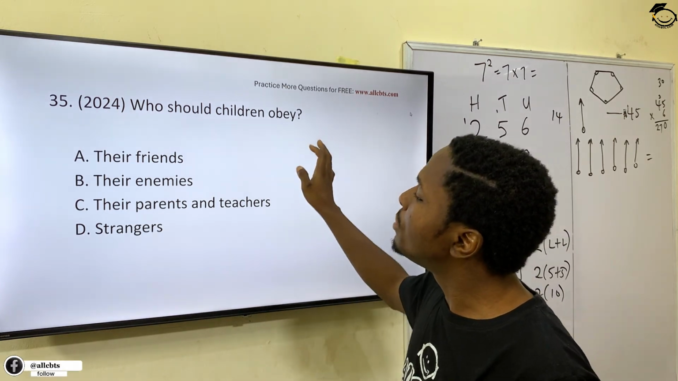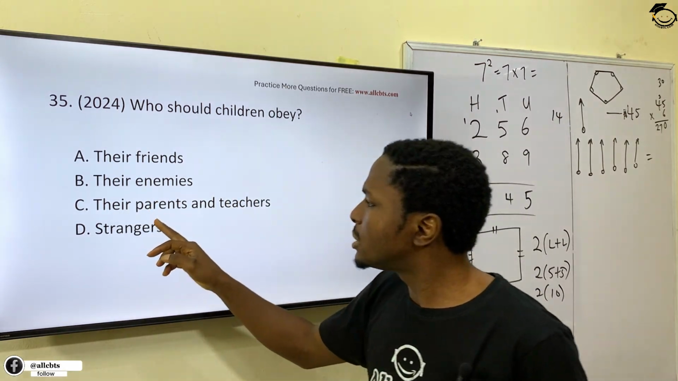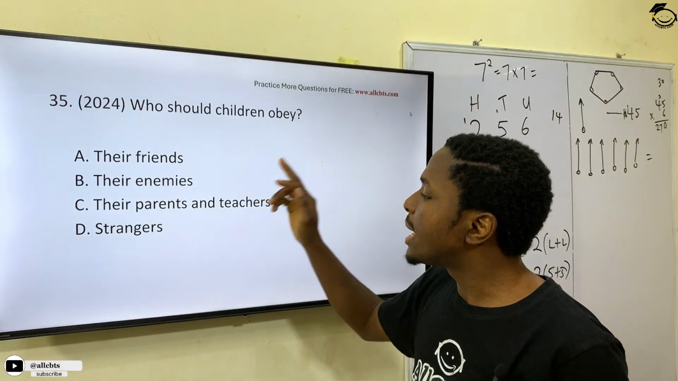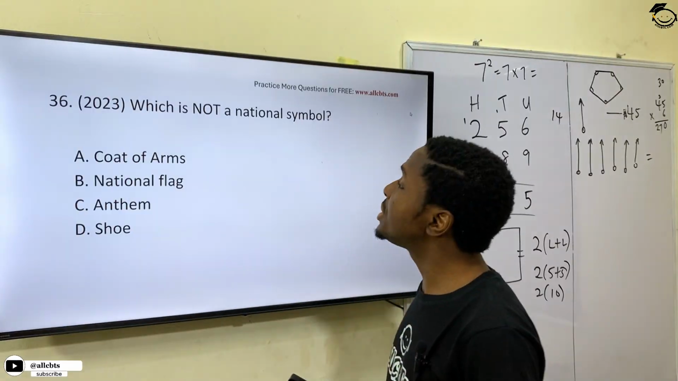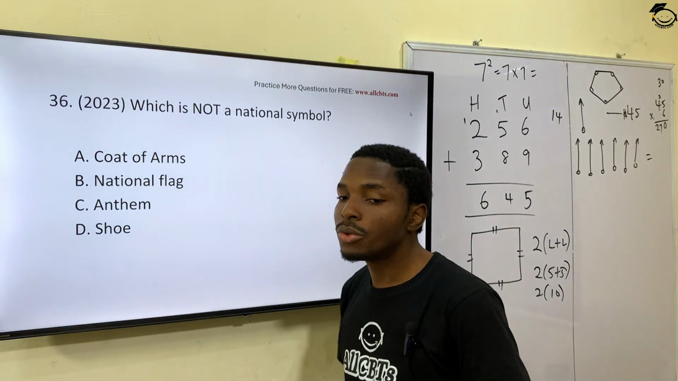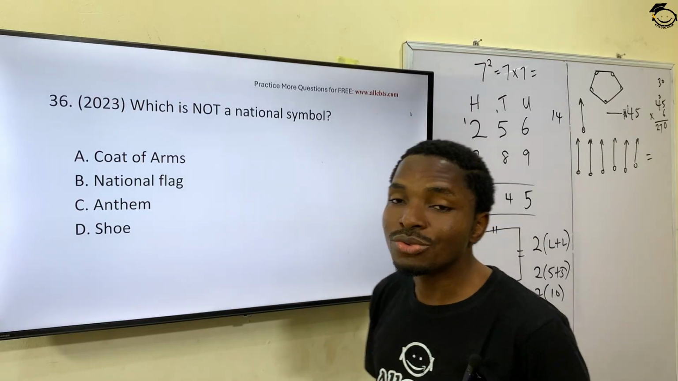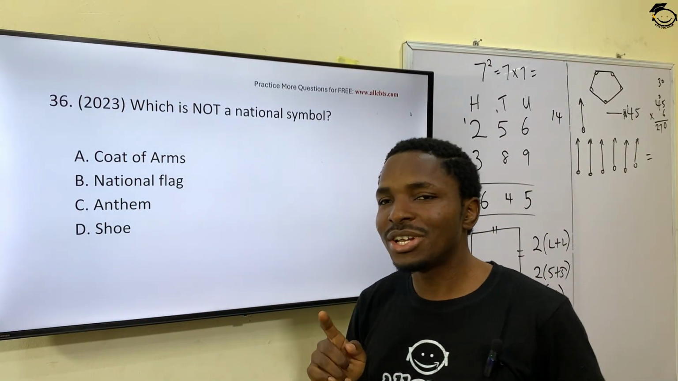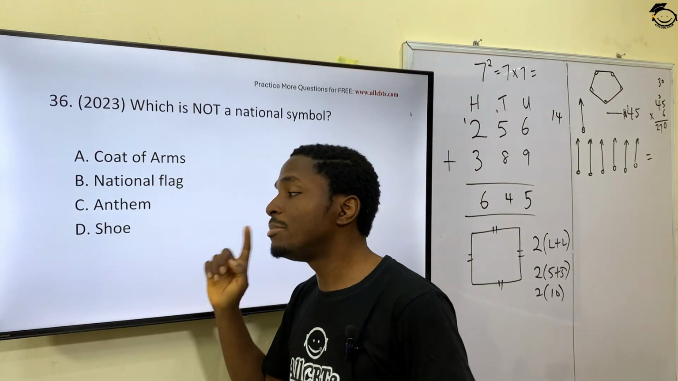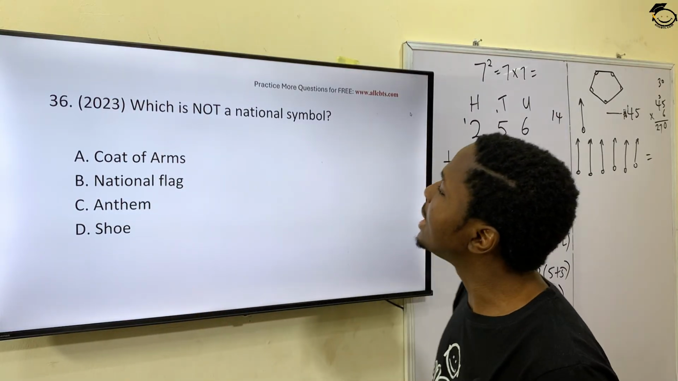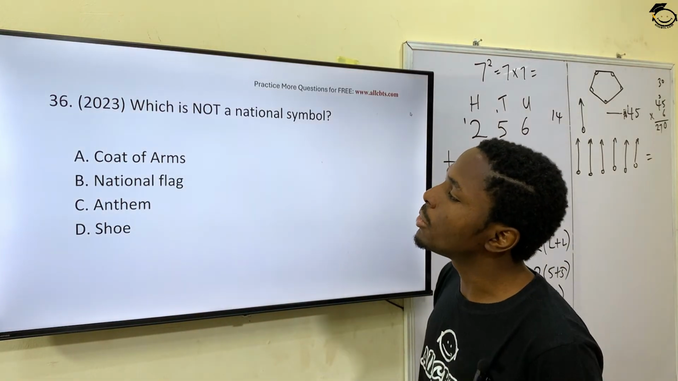So who should children obey? They should definitely obey their what? Parents and teachers. Which is not a national symbol? You have coat of arms, national flag, anthem, and shoe. In Nigeria, shoe is not a national symbol. It may be in some other places, but in Nigeria, it's not a national symbol.